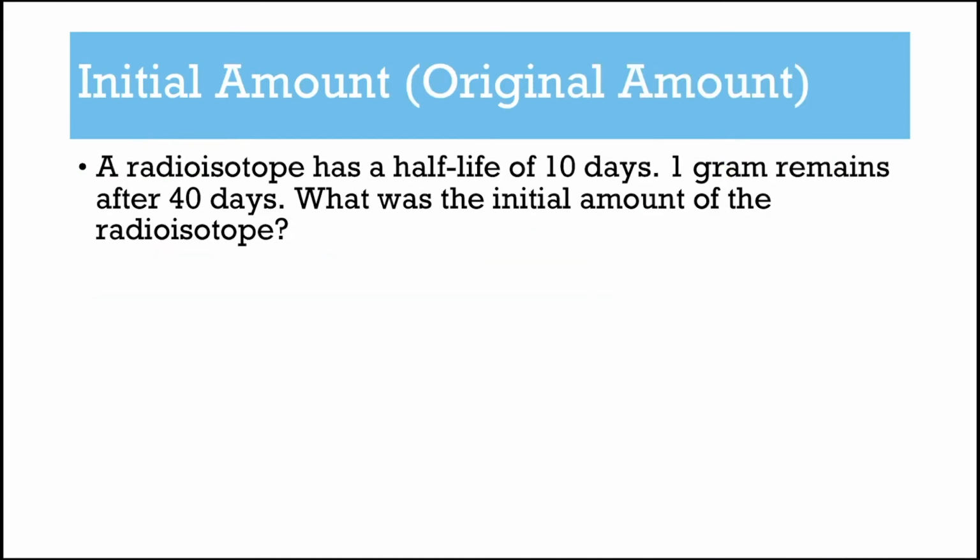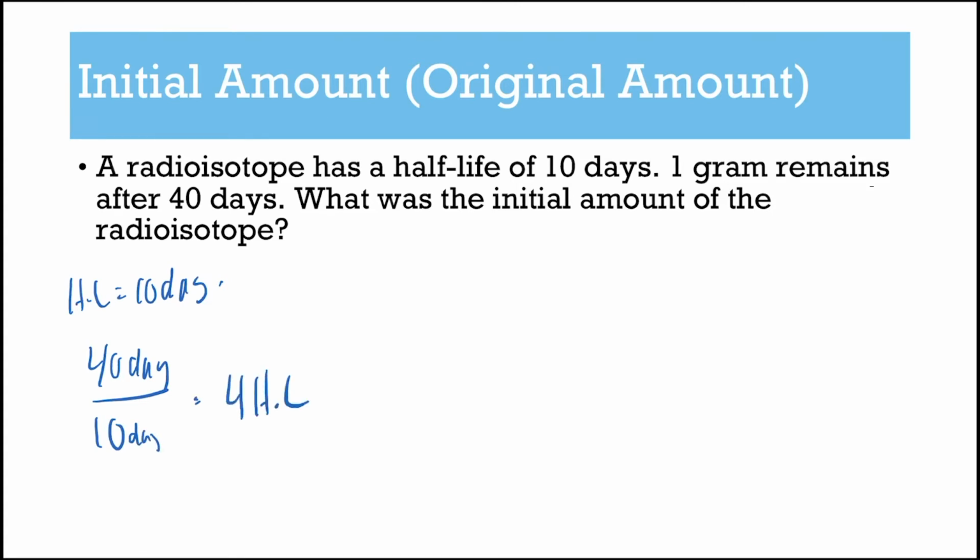Another type of question is figuring out what the initial amount is. And so this requires a little bit of working backwards, and I'll show you what I mean by that. So this question says, a radioactive isotope has a half-life of 10 days. 1 gram remains after 40 days. What was the initial amount? So we know a half-life is 10 days. And so 40 days went by. If we divide that by the length of the half-life, we get 4 half-lives occurred.